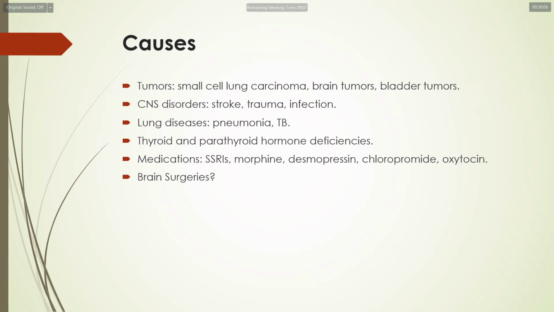طيب أول إشي بدنا نحكي عن أسباب ال SIADH. أسباب ال SIADH ممكن تكون تيومرز زي السمول سيل لانج كارسينوما والبرين تيومرز والبلادر تيومرز.